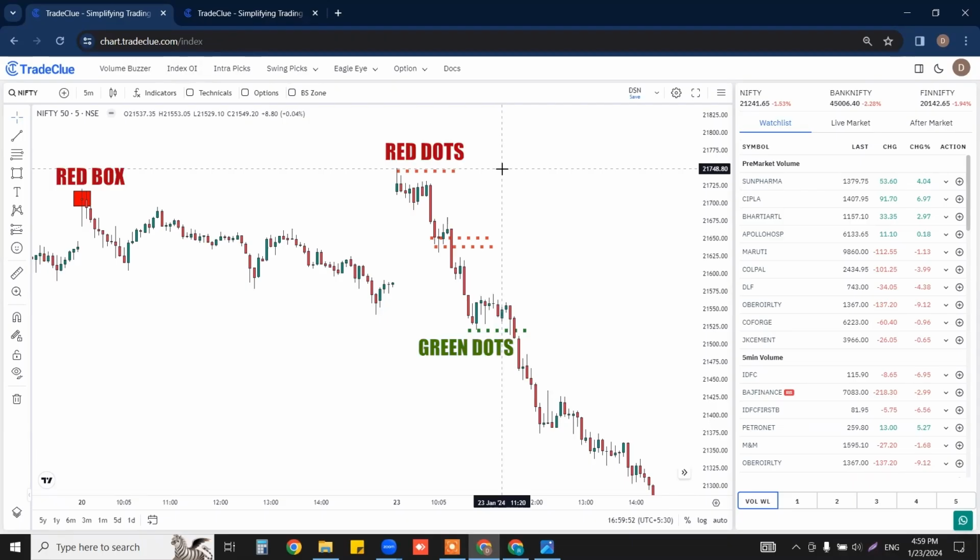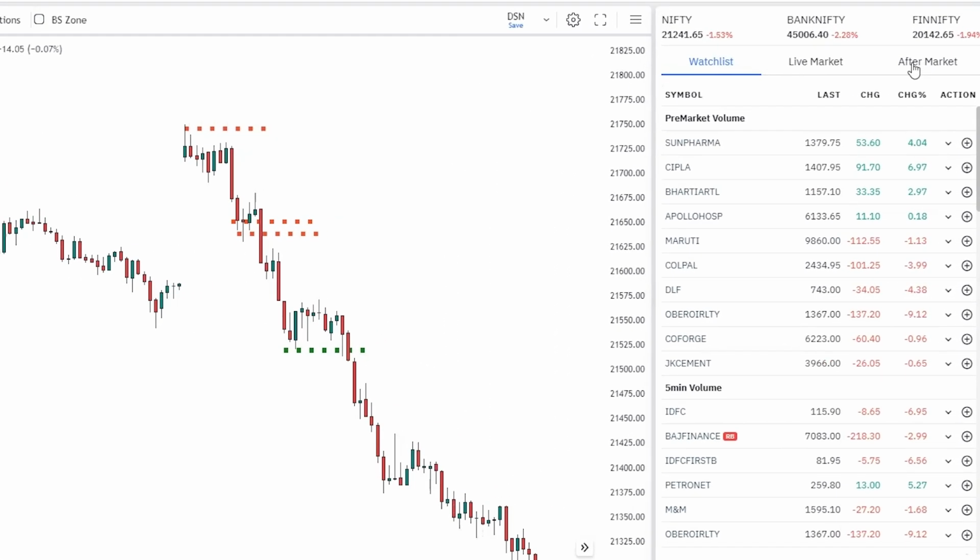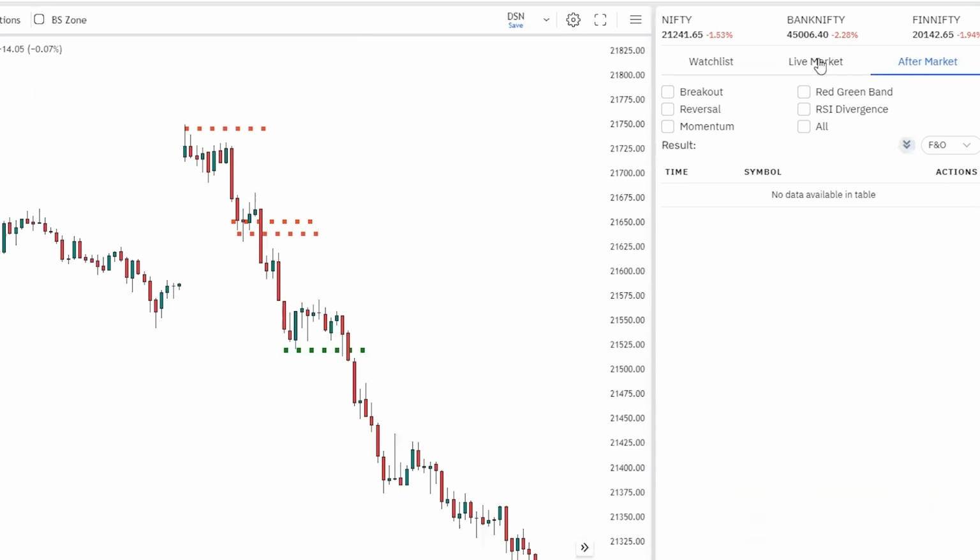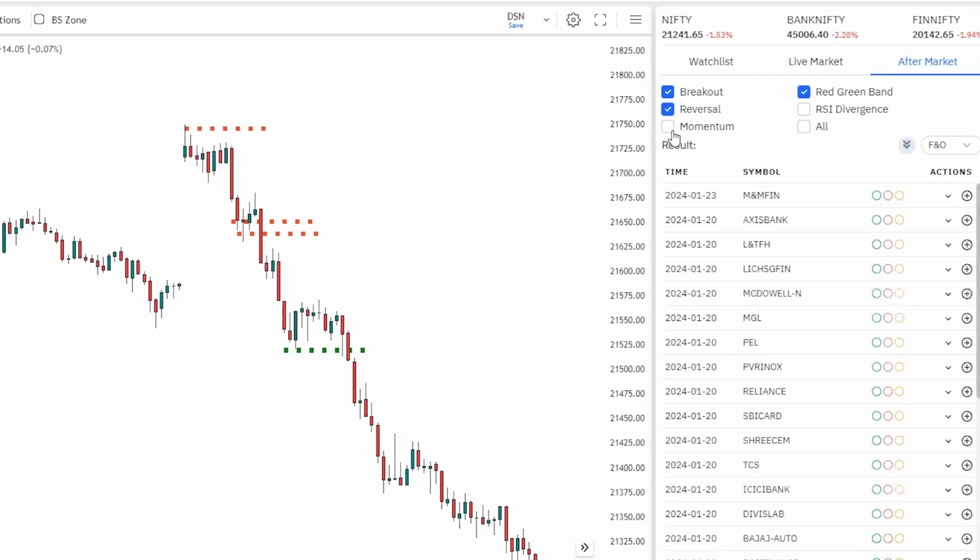Now let us move on to the next important concept, that is your stock selection and stock execution. For that, we have two categories, aftermarket and live market. In the aftermarket segment, there are some breakout categories as well as some reversal categories available.